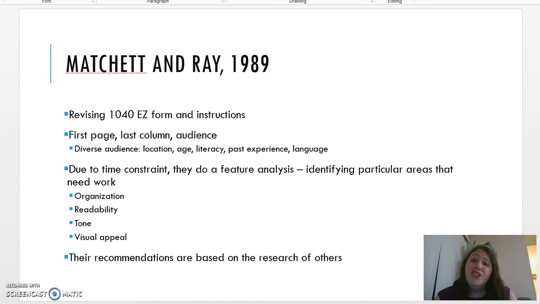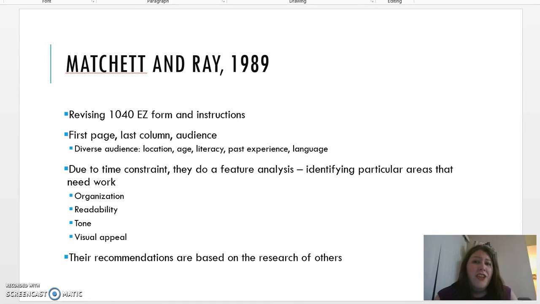A lot of you had mentioned in your discussion post finding confusion on government forms or especially financial aid for students. That's definitely something that a lot of people have trouble with. So this is why the IRS wanted to do some sort of usability project to see what sort of redesign someone might come up with.